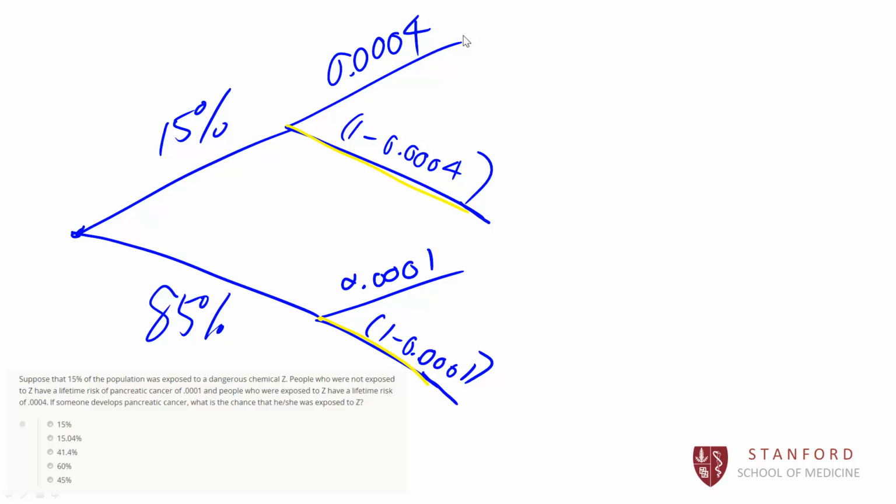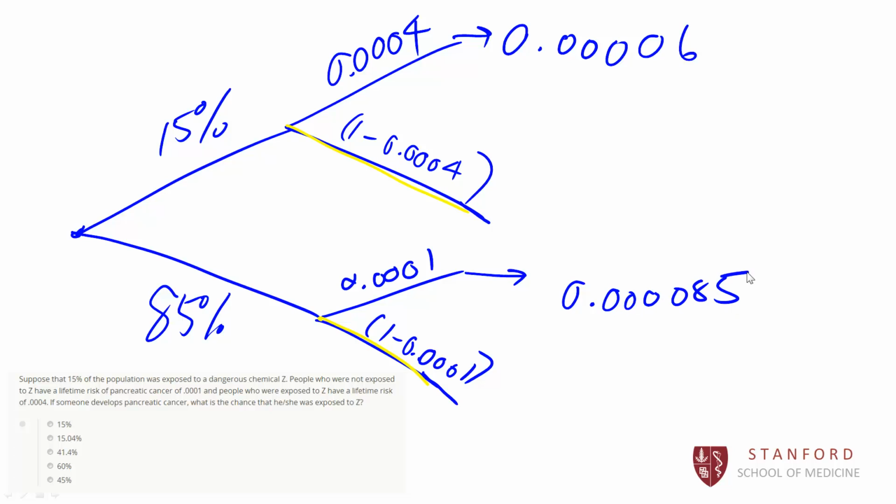So if I multiply this out, I get 0.00006 here, and if I multiply this out at the bottom, I get 0.000085. And these are what we're interested in, because ultimately what we want to do, remember, is to calculate the probability that a person was exposed to chemical Z, given that he or she develops pancreatic cancer. And the fact that this person develops pancreatic cancer is represented by these two probabilities.